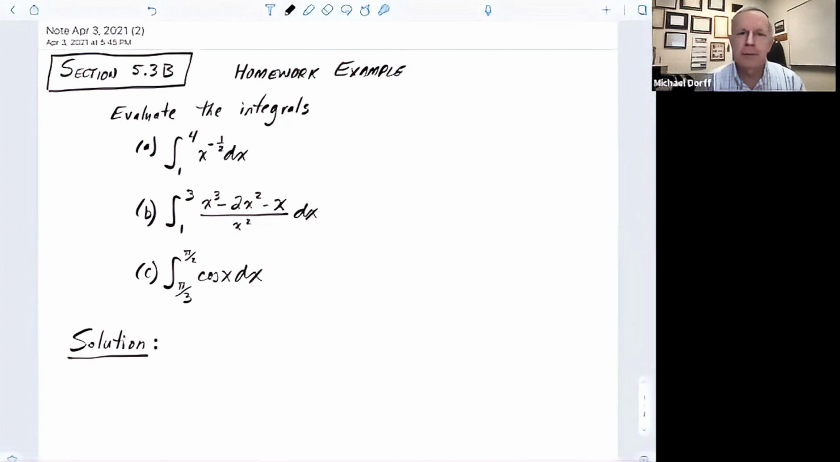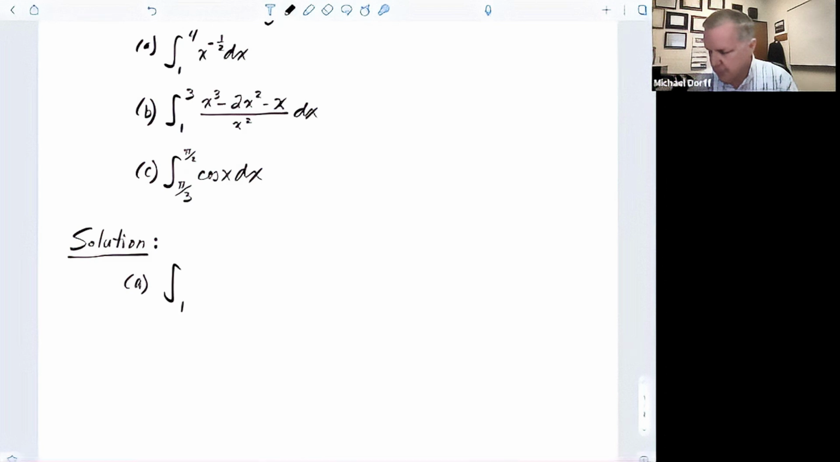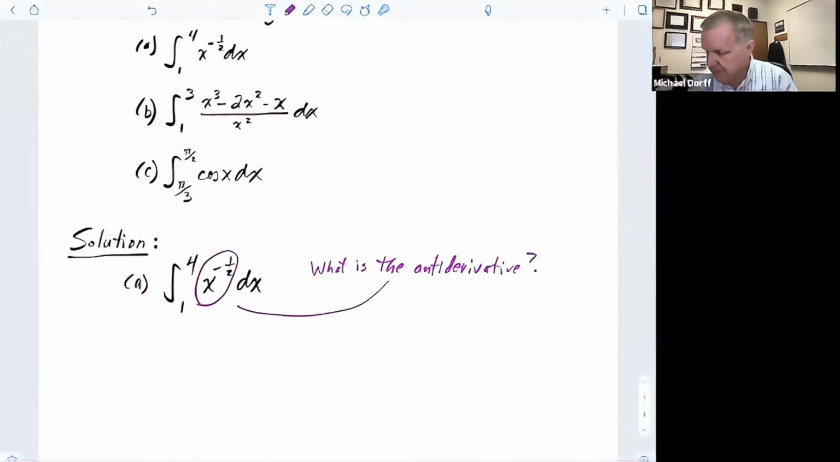We're in section 5.3b, and we're looking at some homework examples. In all these examples, we're going to be evaluating integrals. Part A says we have this integral from 1 to 4 of x to the negative 1/2 dx. What we want to find out is the antiderivative of the integrand, the function right here. That's the integrand, the function after the integral sign.